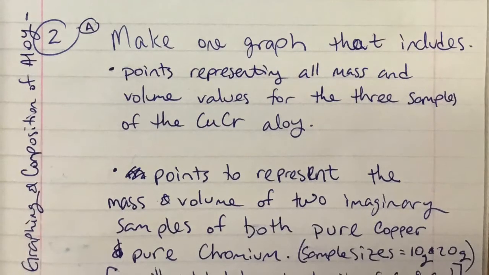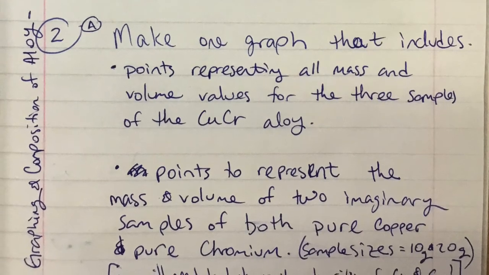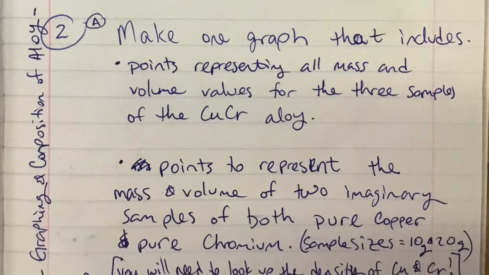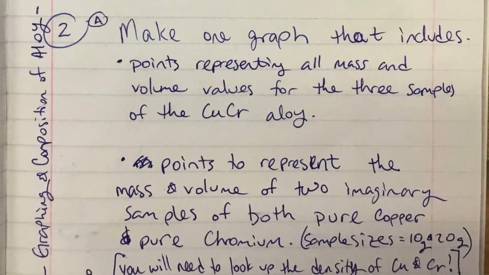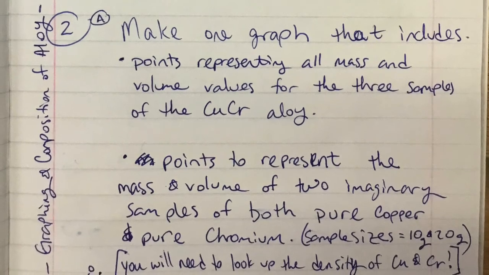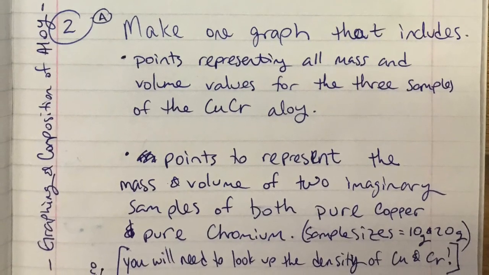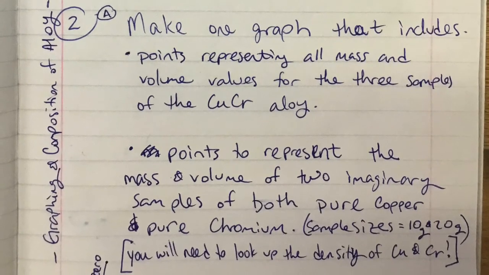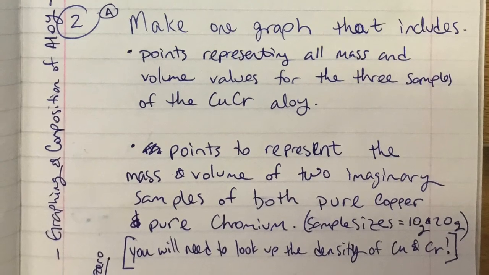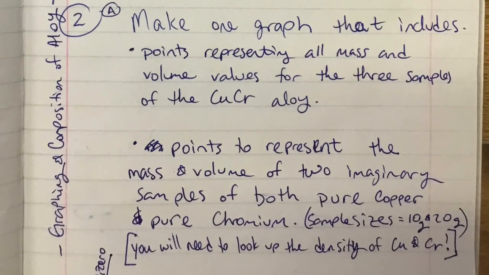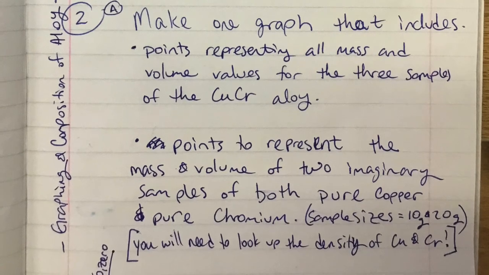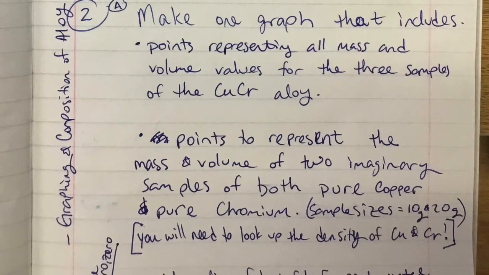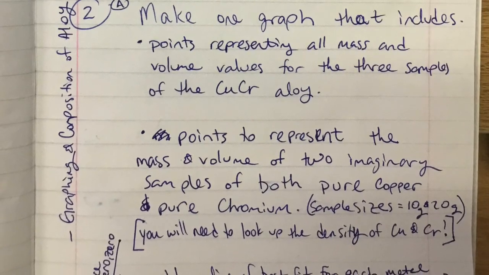The other part of the lab that I want us to do is to play with some graphs. So you're going to take the data for all of the copper chromium samples, the 3 different samples, both trials for all of them, and you're going to plot them on a graph showing mass versus volume. Then you're also going to look up the density of both copper and chromium. You're going to assume that you have 2 samples of each, one that is 10 grams and one that is 20 grams, and you are going to use those assumed sample sizes and the density that you looked up to figure out the volume that they would be. Then go ahead and plot that data as well. So plot the mass and volume that you come up with there on your graph also.